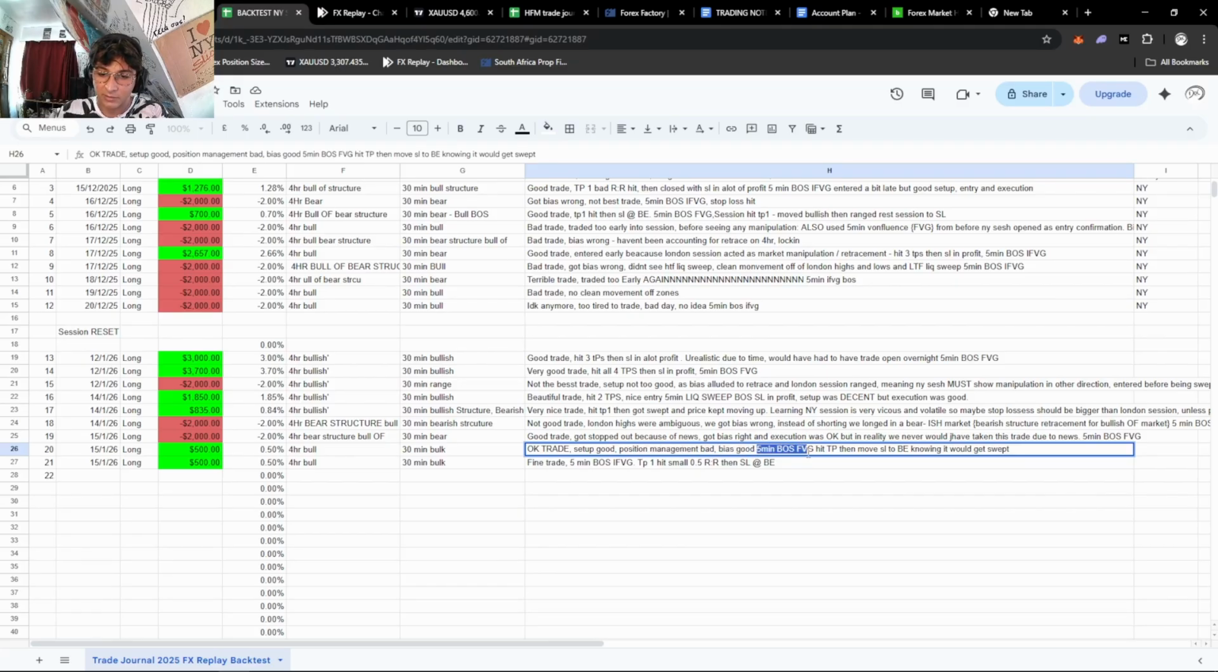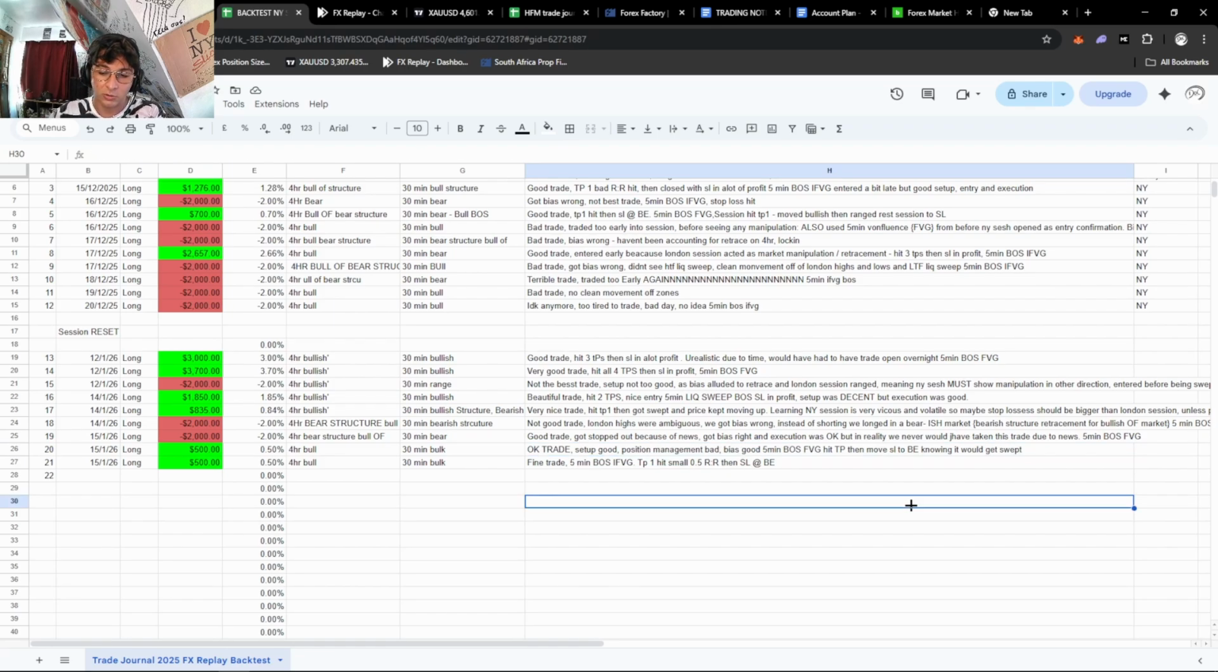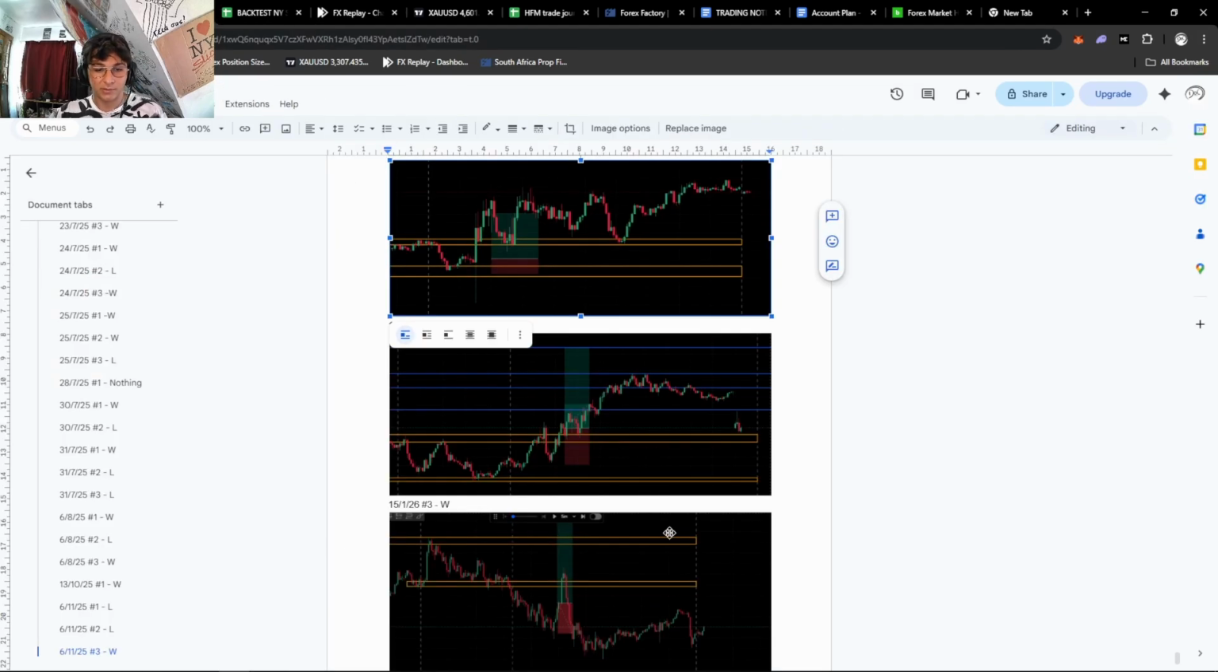We entered on a 5-minute break of structure and a fair value gap. We hit take profit, and then we moved stop loss to break even though we knew it was going to get swept. And here was the second trade.